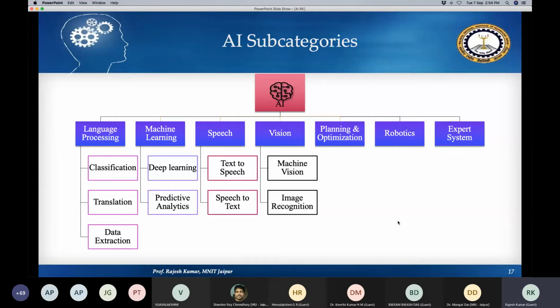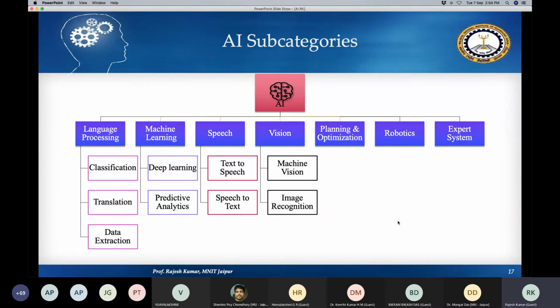Some of the subcategories are language processing, machine learning, speech, vision, planning optimization, robotics, and expert systems. In language processing, we classify things, we do translations, and then data extraction. We classify the things, and then either translate them, or try to extract data from what we already have.